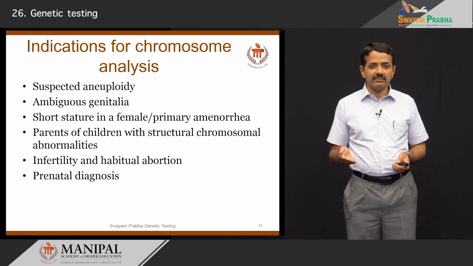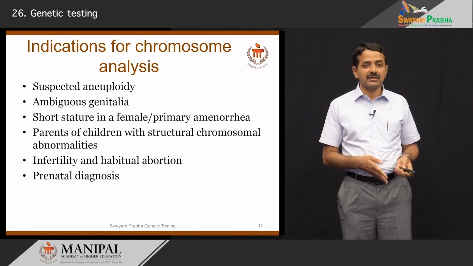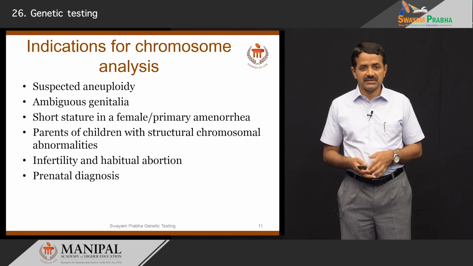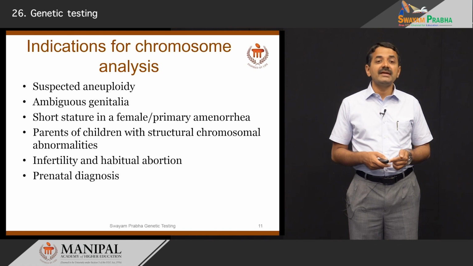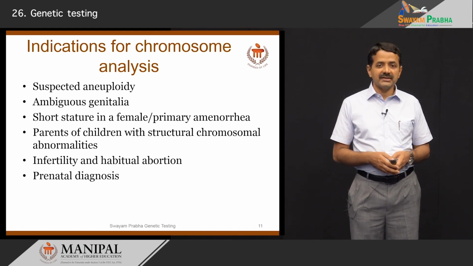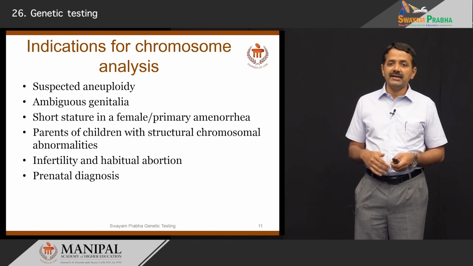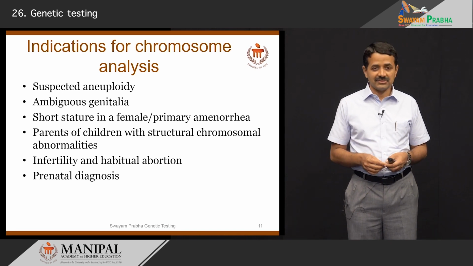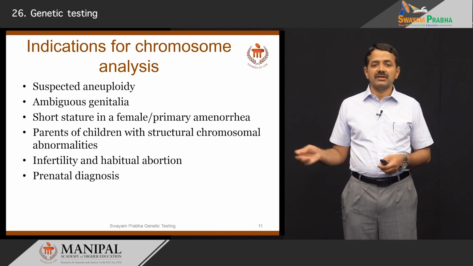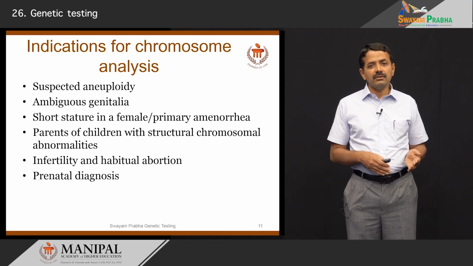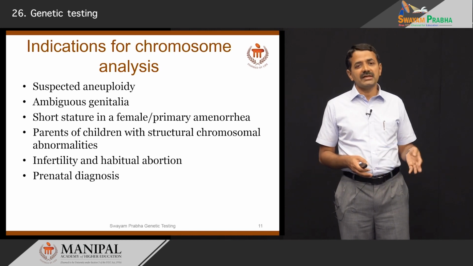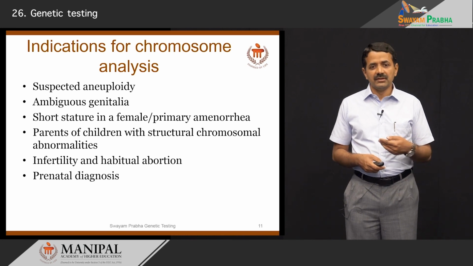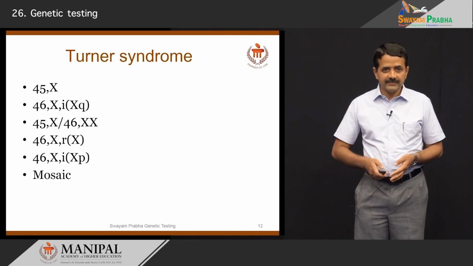Short stature in a female or primary amenorrhea, where you suspect sex chromosome abnormality in the form of Turner syndrome or mixed gonadal dysgenesis, you can order a karyotype. Parents of children with structural chromosomal abnormalities, to detect whether it is inherited or derived from a parental balanced translocation, habitual abortion or infertility, and as of now prenatal diagnosis is one of the common indications for karyotyping, but soon it will be taken over by chromosomal microarray.